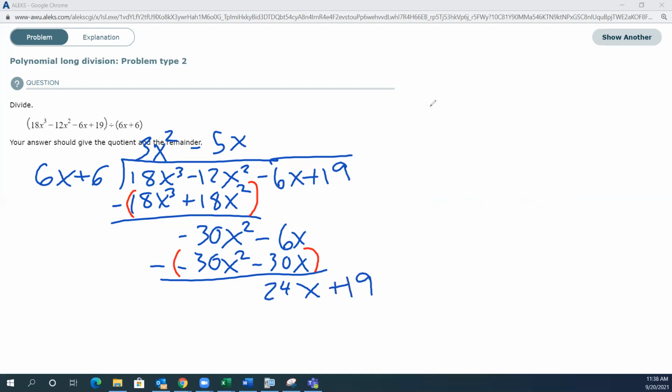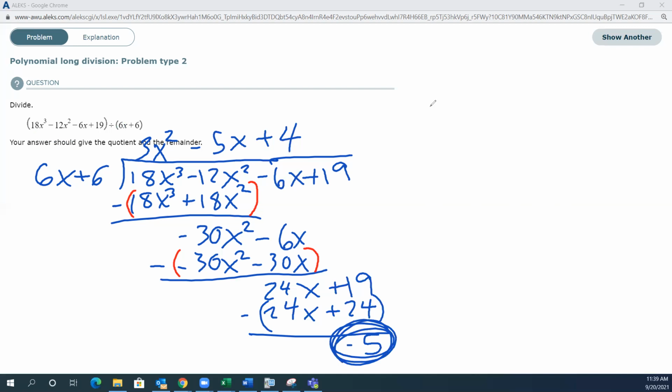And now we'll bring down our last guy, so plus 19. And what do I multiply 6x by to get 24x? I multiply it by 4. And so I multiply 4 by 6x plus 6, and I get that. I subtract, and I get negative 5. So did 6x plus 6 divide evenly into that? No, it did not, because we didn't get a remainder of 0, just like old-fashioned division. So the quotient is going to be all of that, and the remainder is that.